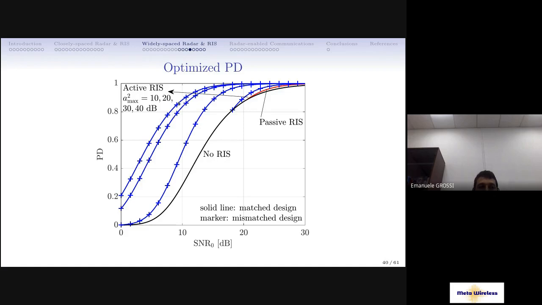Notice here that the blue curves are both steeper, which means that there is a diversity order of two granted by the two independent looks of the target, and shifted toward the right, which means that there is an integration gain thanks to the additional energy integrated by the additional link available. Finally, the plus markers are used to refer to the mismatched case where the radar cross-section of the target is unknown. As you can see, the performance loss with respect to the matched case is almost negligible.